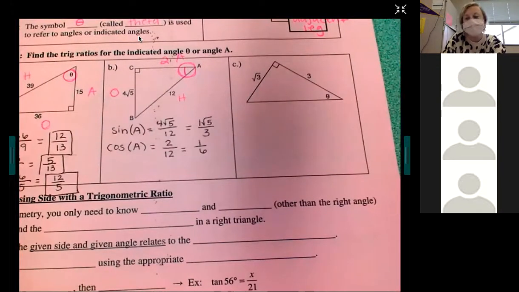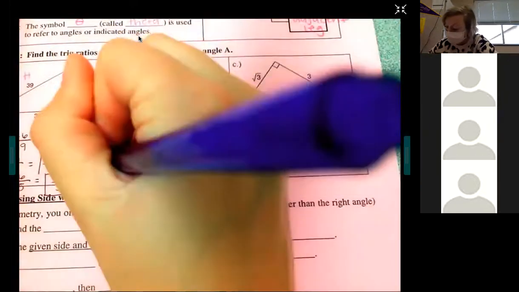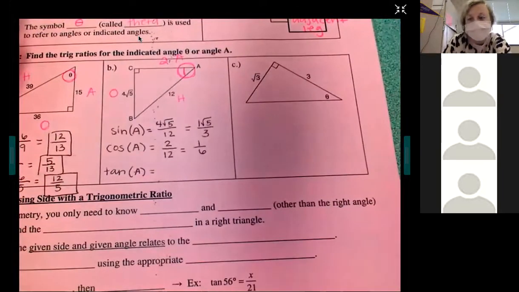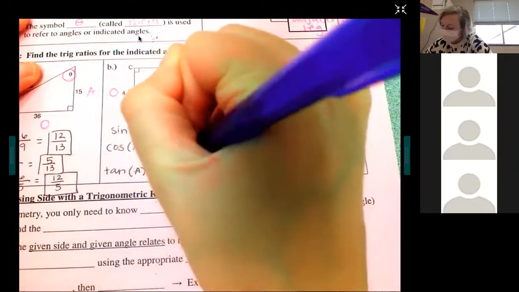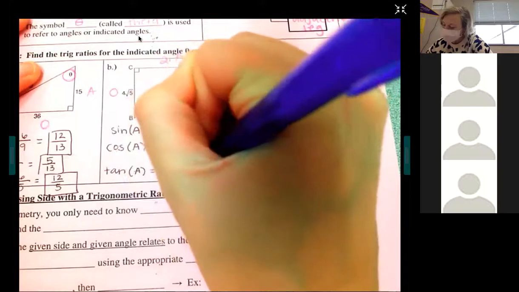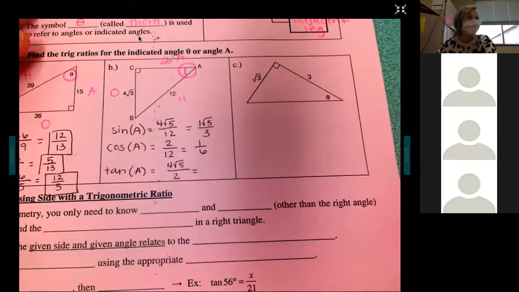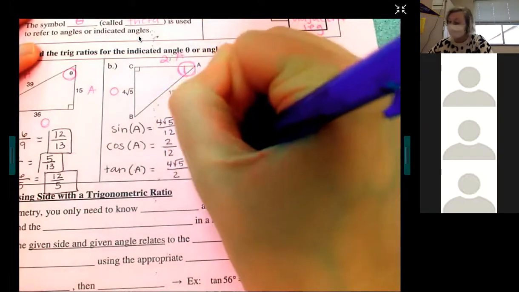All right, and then I'm going to talk to somebody online. Can somebody online tell me what my tangent ratio would be? Remember, tangent is opposite over adjacent. 12 over 2. Ooh, look at Beatty. Be careful. What's your opposite side? Oh, 4 square root of 5. Okay. 4 square root of 5 over your adjacent side, which is 2. And y'all, what's 4 divided by 2? Good. It's 2 square root of 5. Very good.